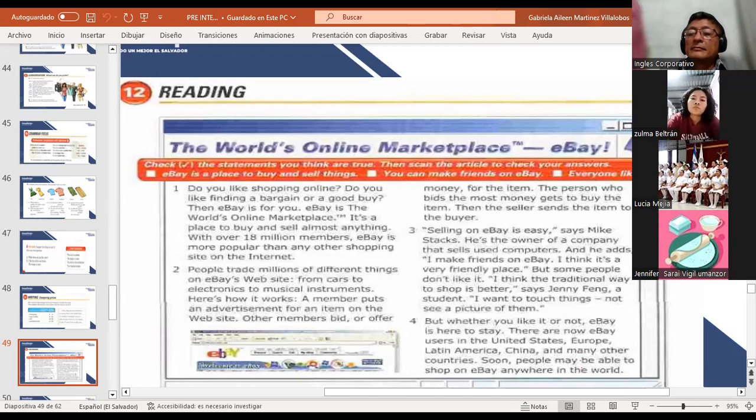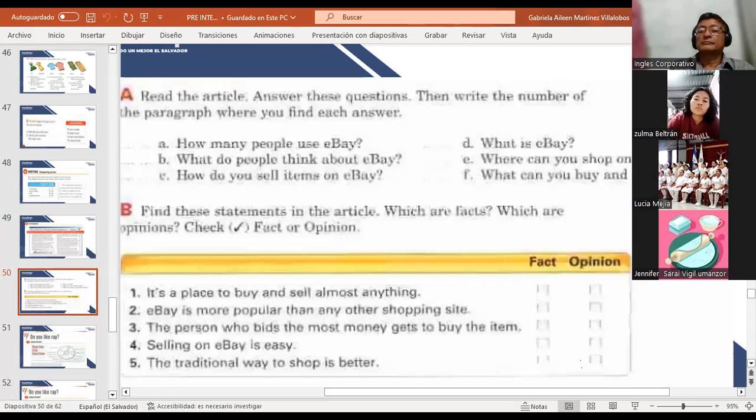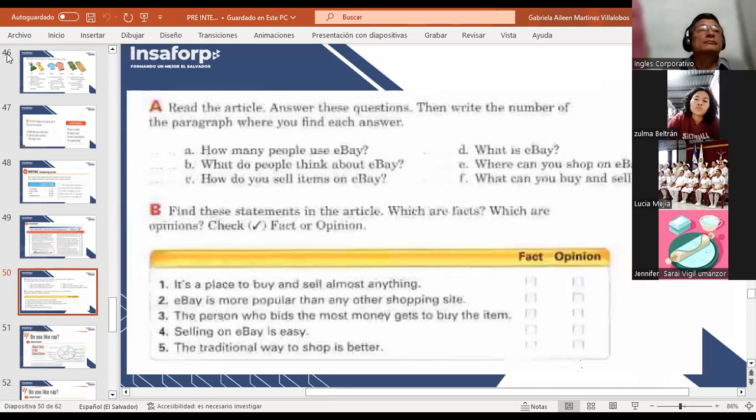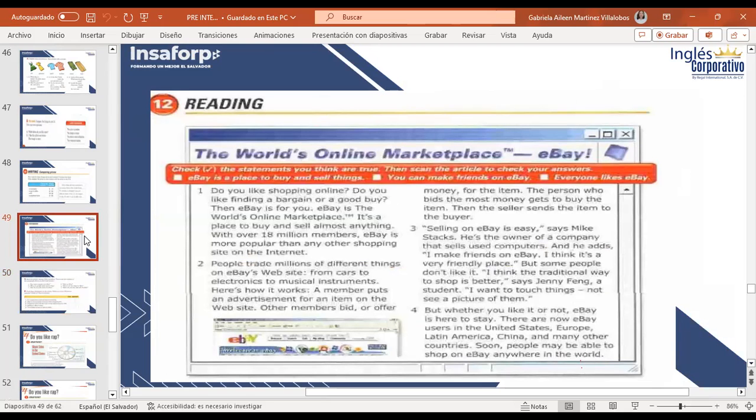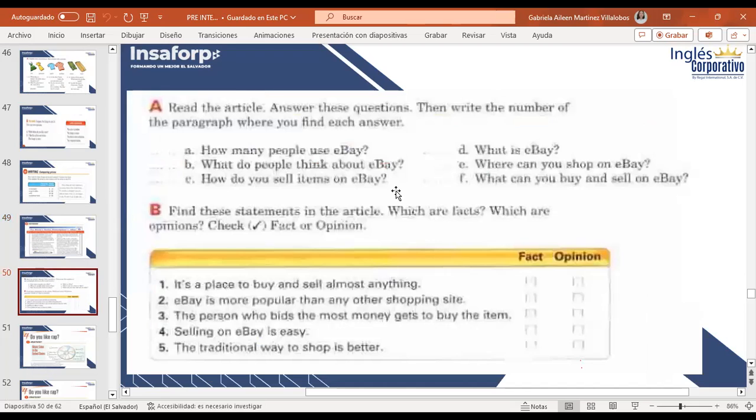Okay, next. Read the article, answer these questions, then write the number of the paragraphs where you find each answer. Okay, so look for that in the article. I guess you're gonna need a picture. And look for these answers.